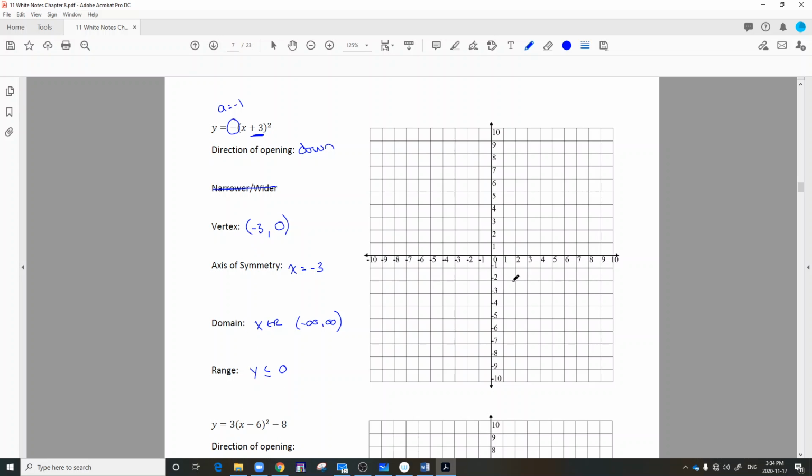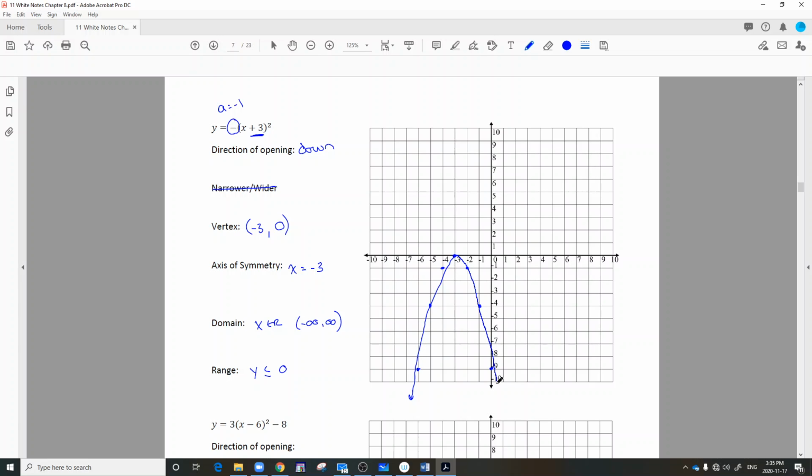Now let's sketch it. So let's start with our vertex at -3, 0. Now I know this is a parabola with a normal shape opening down. So I'm going to go over 1, down 1, over 1, down 1, over 2, down 4, over 2, down 4, over 3, down 9, over 3, down 9. And I'm just going to connect my dots.